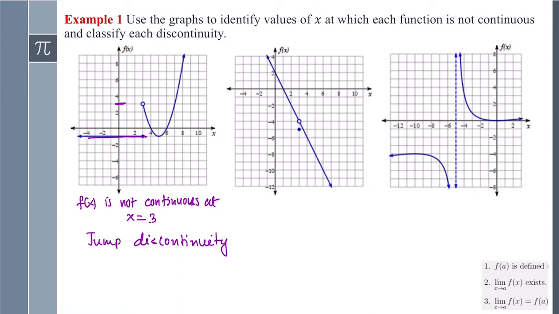The second one, the function is defined. We have the value for the function. The limit also exists. So the limit as x approaches 3 is -4. But here, the limit is not the same as the value of the function at x equals 3. So the function is not continuous at x equals 3. So f of x is not continuous, or it's discontinuous, at x equals 3 again, and this type of discontinuity is called removable discontinuity.